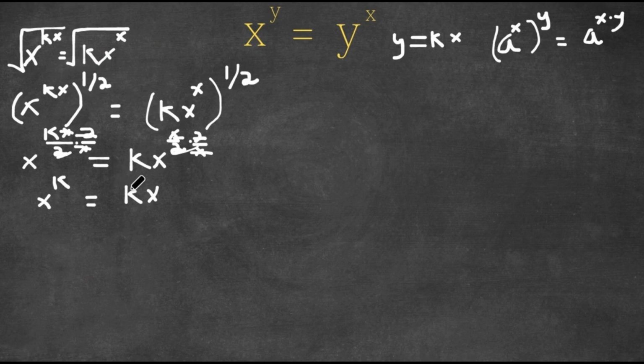So now we have x to the power of k equals k times x. And now we're going to divide both sides by x. So by doing that, these two cancel. So on this side, we would just have k equals x to the power of k over x.